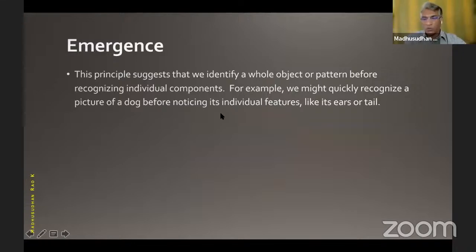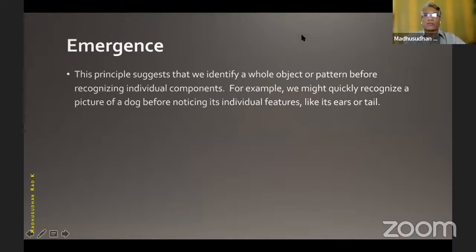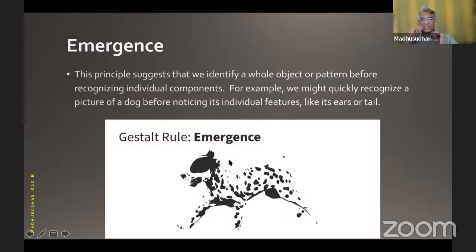Now, the first one, what I have shown you here, I'll be talking about now. Emergence. This principle suggests that we identify a whole object or pattern before recognizing individual components. For example, we might quickly recognize a picture of a dog before noticing individual features like ears, tail, color, breed, etc. Right? See, I'll show you. What is it?